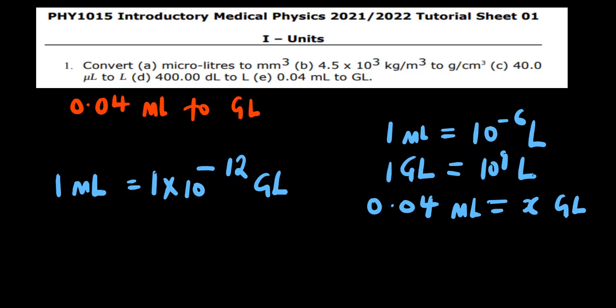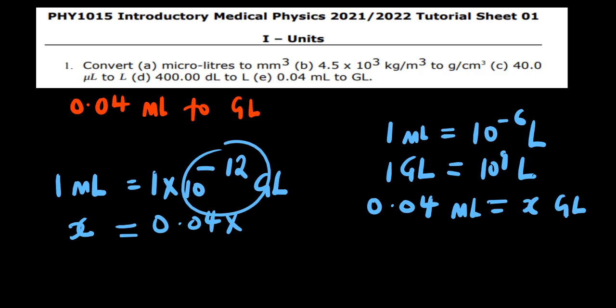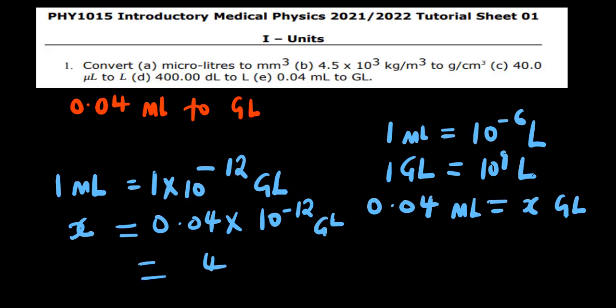So now what do we have? Our x will be equal to 0.04 times this conversion unit, which is 10 to the power negative 12 gigaliters. Okay, now when we multiply this, we'll just get 4 times 10 to the power negative 14. So that will be our final answer for this question.